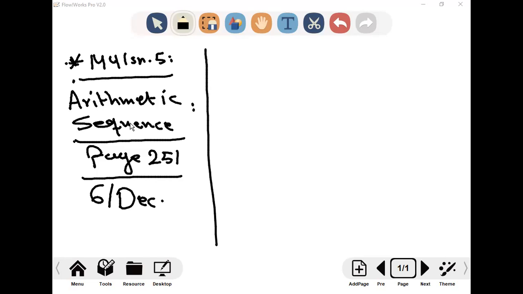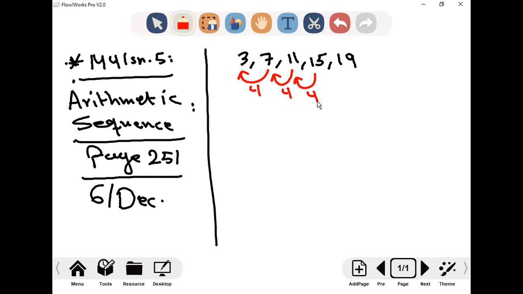For example, look at this group of numbers: 3, 7, 11, 15, 19. Okay. Now, 7 minus 3, focus here, 7 minus 3, 4, right? 11 minus 7, 4. 15 minus 11, 4. 19 minus 15, 4. We have the same difference between any two numbers that followed by each other. We call them consecutive numbers.